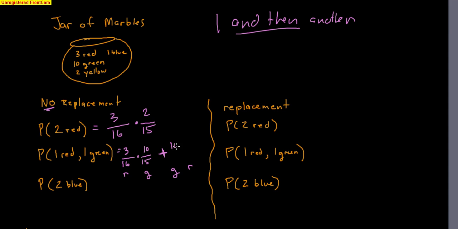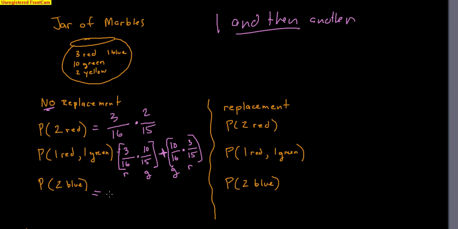Green would be 10 out of 16 green. Times, now for red, there are 3 reds out of 15 marbles. Remember, I did not replace that first marble. Now, both of these look the same, 3 times 10 on top, 16 times 15 on the bottom, but they are different in terms of how that could actually happen. So I'd have to calculate this first, and then calculate this and add them together to get my probability. Again, we're going to practice a lot of this in class, but we need you to understand that idea.